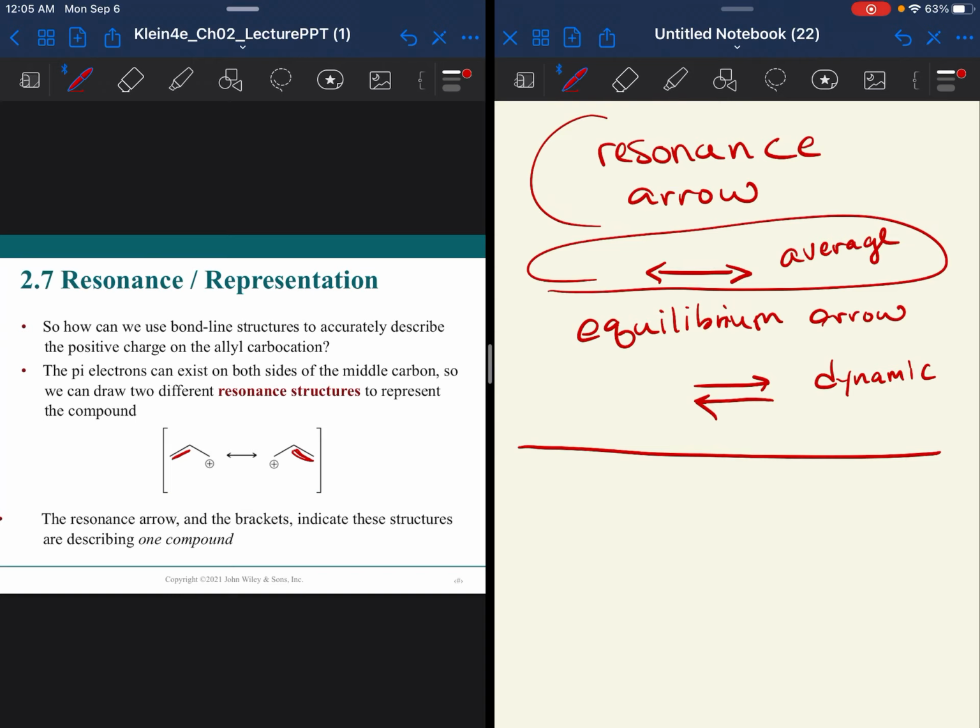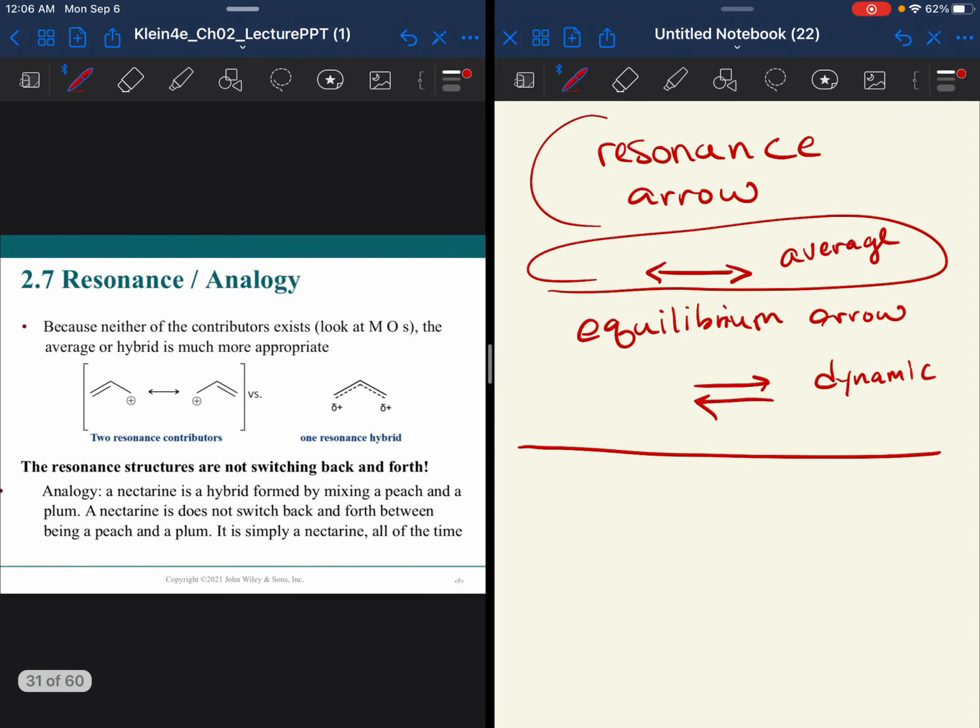Then you're frequently going to see brackets around all of your resonance structures. Sometimes there's 2, 3, 4. Sometimes there's many. And to indicate that you have a group of resonance structures and you're not moving through the steps of a reaction, you'll put brackets around it.